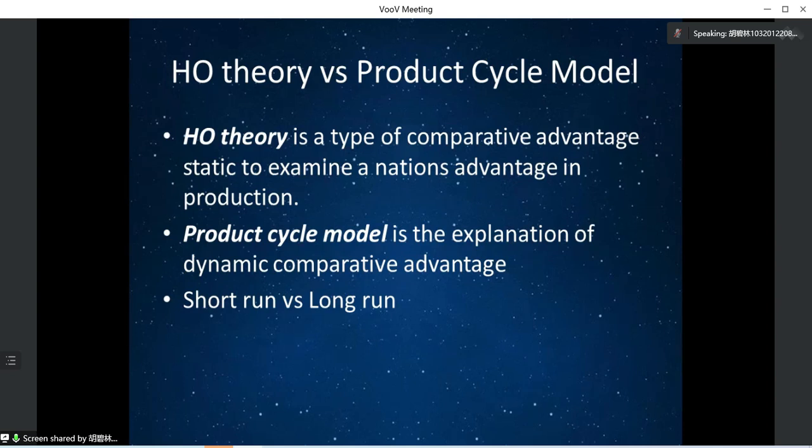And then the product cycle is the explanation of dynamic comparative advantage, which is a more long-term model, because this kind of advantage, like I said before, can shift. So who knows, one day a country that has the advantage of producing rice will shift to other commodities and try to produce something else, while another country will replace its place to produce rice, and then export it, and so on.